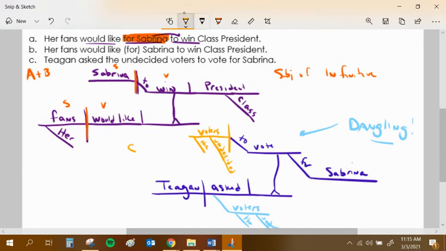So when I hunted down the author and sent her an email and asked her some questions, I asked her about this one. I said, well, isn't this really a subject of the infinitive? And she says, I think it's an indirect object, because Tegan asked somebody something, and that's the definition of an indirect object. She's like, the word for is understood. And I said, I know the word for is understood. It's kind of floating up here. It's the for voters, just like we had for Sabrina.